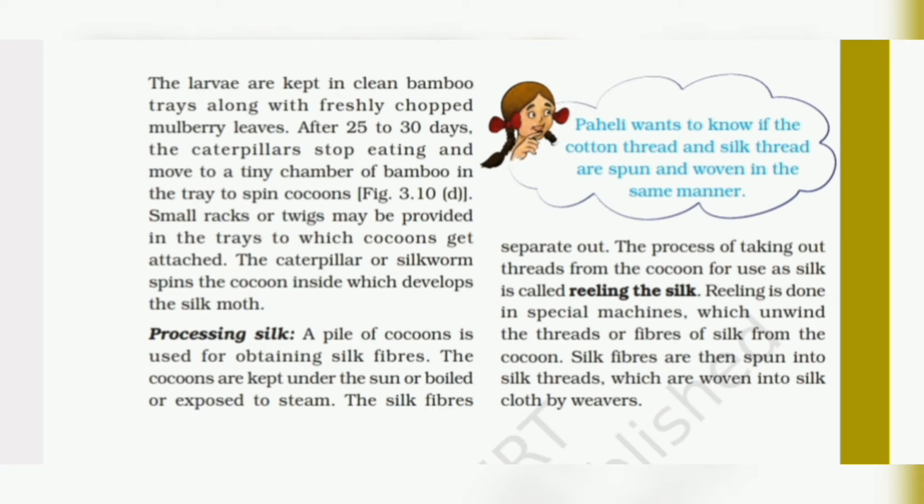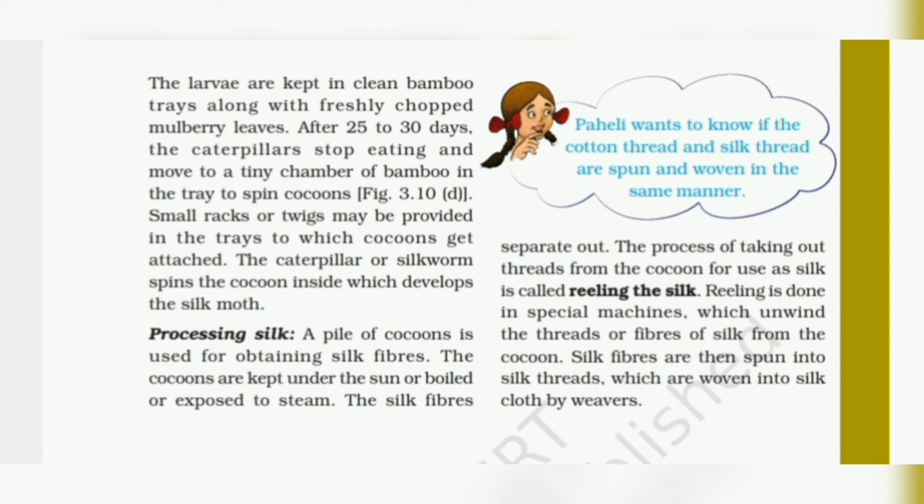A pile of cocoons is used for obtaining silk fibers. Then the cocoons are kept under the sun or boiled or exposed to steam. The silk fibers are then separated out, and then the process of taking out threads from the cocoon for use as silk is called reeling the silk. So what is meant by reeling of silk? You can definitely give this definition.